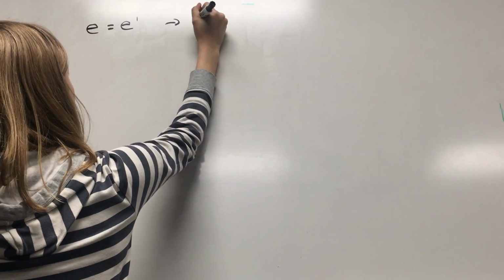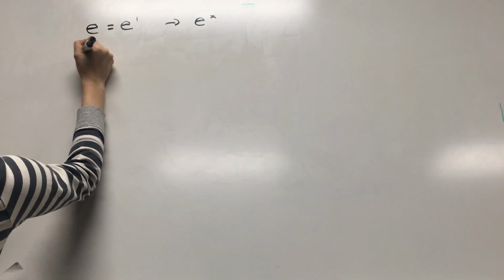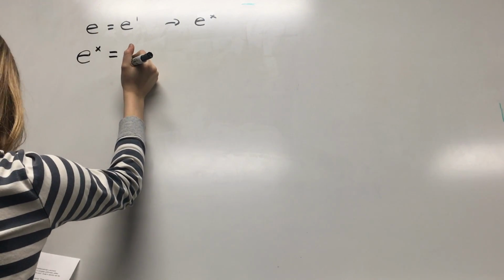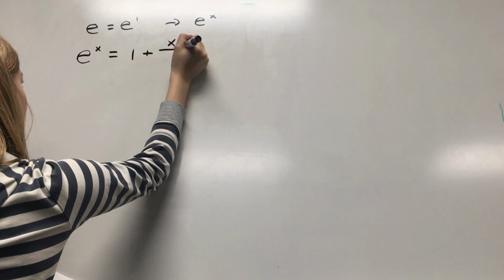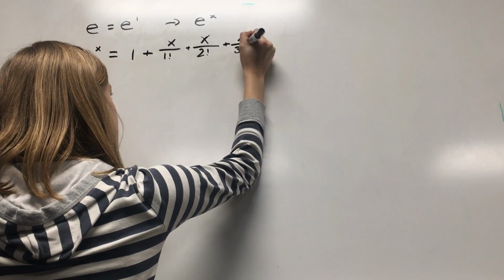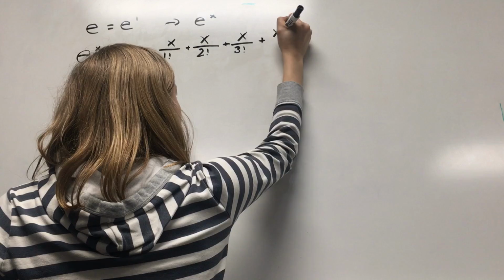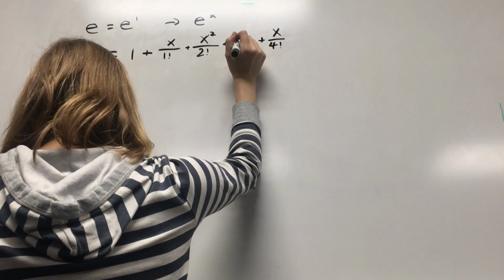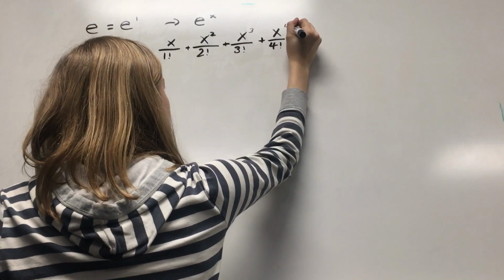Writing e is like writing e to the first. To make it more general, you can write e to the x, and the series changes to 1 plus x over 1 factorial plus x to the second over 2 factorial plus x to the third over 3 factorial plus x to the fourth over 4 factorial, and so on.